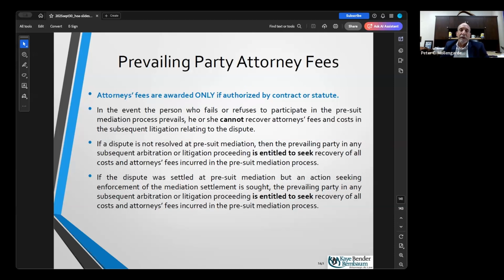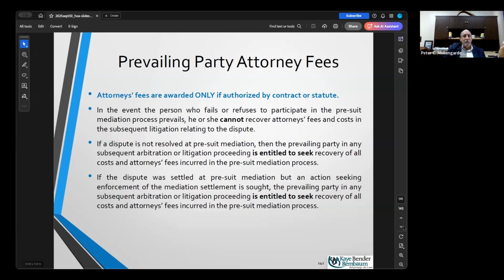Attorney's fees, by the way, prevailing party attorney's fees. A lot of people I talk to seem to make an assumption that in any litigation, anytime you're in court, the prevailing party gets their fees. That is absolutely not true. You're only entitled to recover attorney's fees if authorized by statute or by a contract, which is one reason why you sign contracts. If you want to be able to recover your fees in a dispute, the contract has to provide for the recovery of attorney's fees.